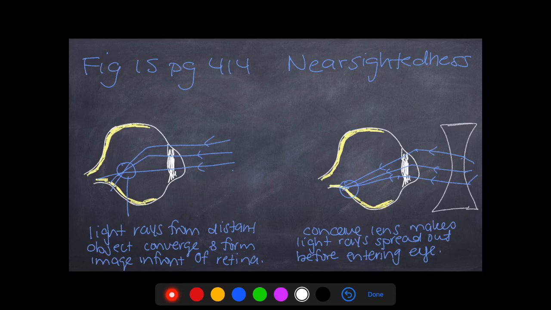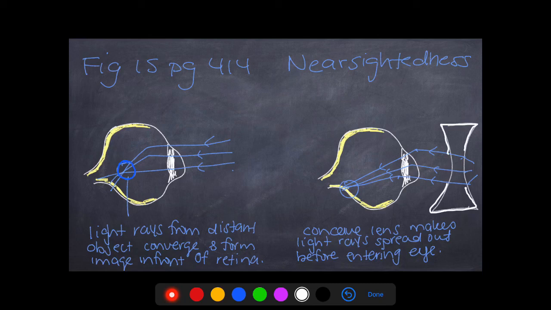So let's look at this image. On the left, you can see that I have light rays that are coming from, say, a distant object. And you can see that they are meeting up right in front of the retina. And remember, the only way you can see an object clearly is if it's on the retina, but they're not meeting up on the retina, they're meeting in front of the retina, therefore it's blurry.